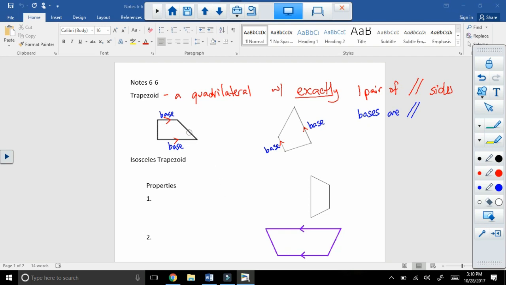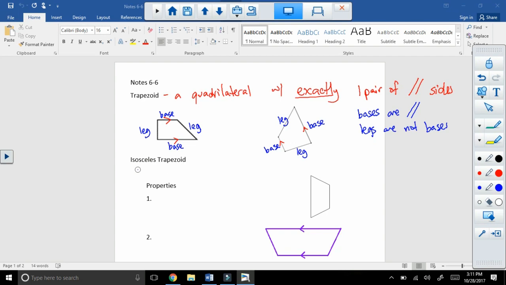And then the other two sides that are not the bases are called the legs. And this one here is a leg also. And if you just want to write, the legs are not the bases, that might be helpful to you. And then we have base angles, and there's actually two different pairs of base angles, depending on how you're talking about them.